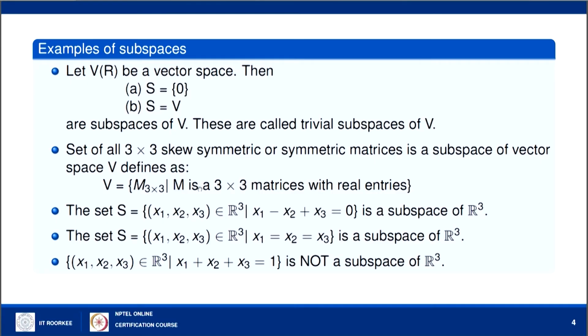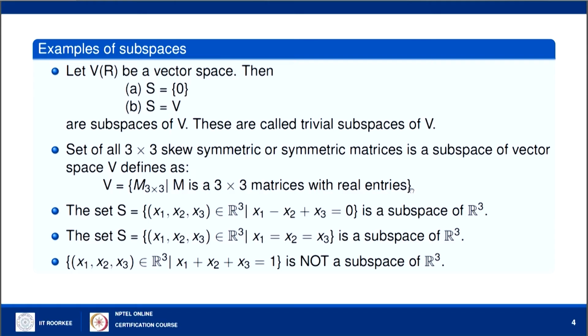Like, all 3 by 3 matrices having real entries form a vector space. If you take a subset of the set of all 3 by 3 matrices, let us say a subset containing all the symmetric matrices, then this set will form a subspace of the earlier vector space. Similarly, the set S of (x1, x2, x3) belonging to R3, where x1 minus x2 plus x3 equals 0, is a subspace of R3. Let us try to show it.